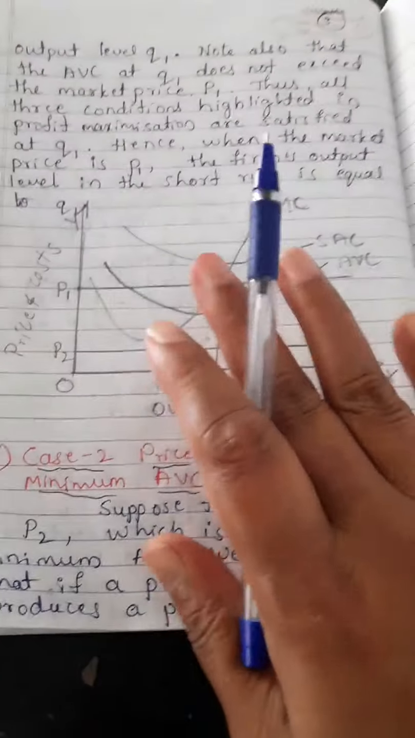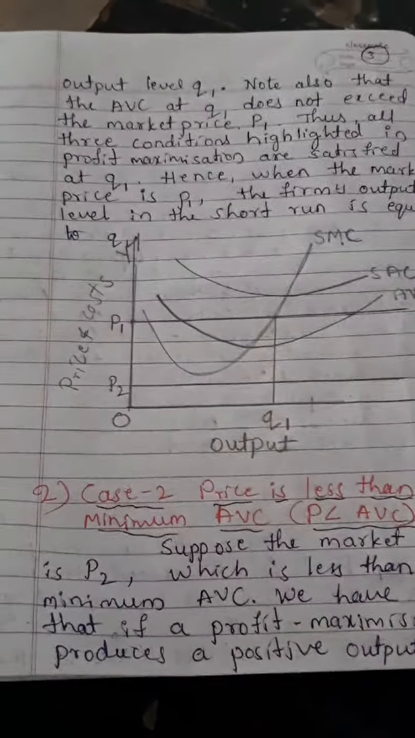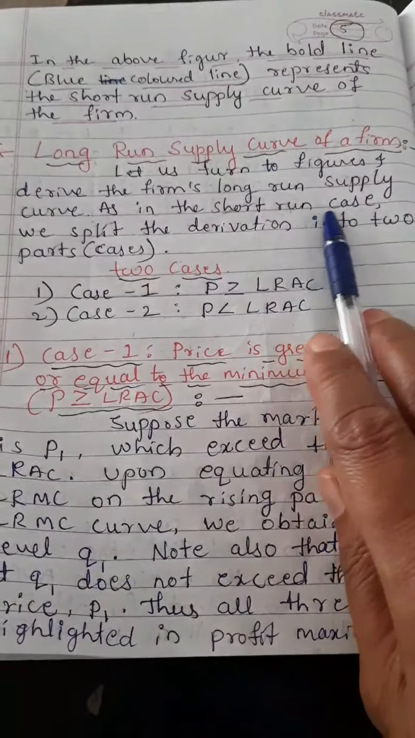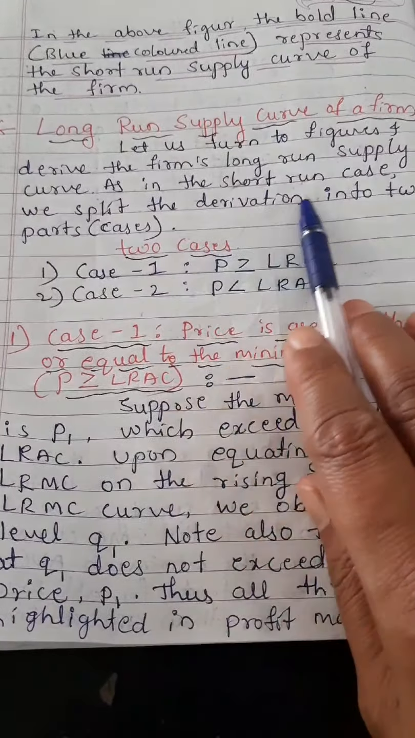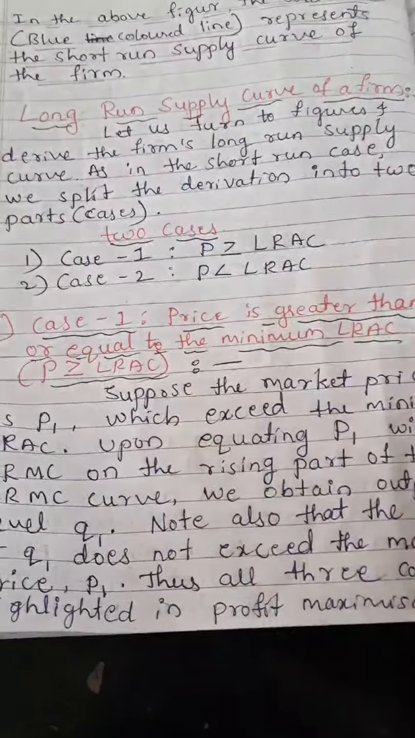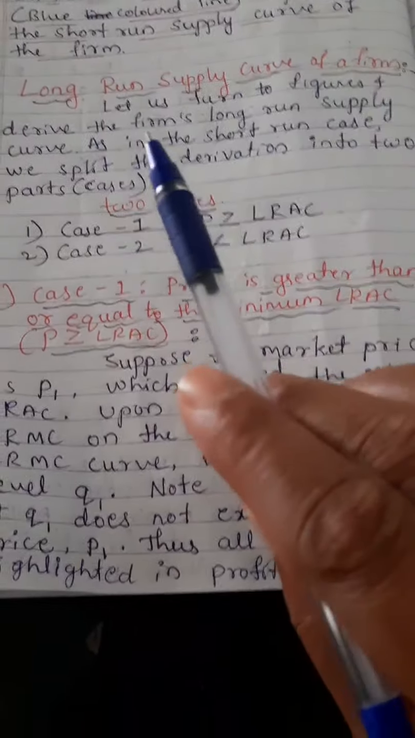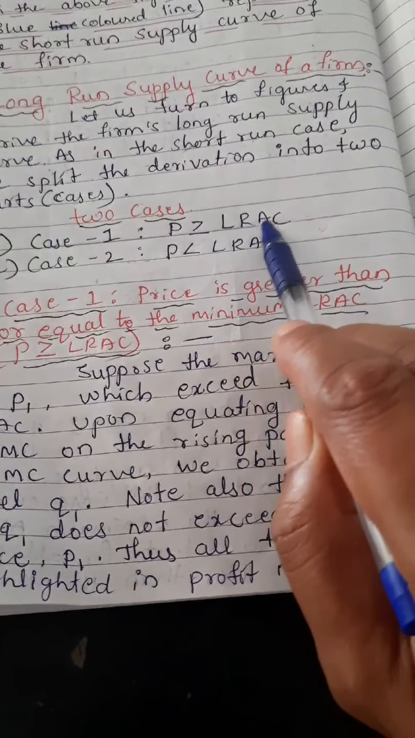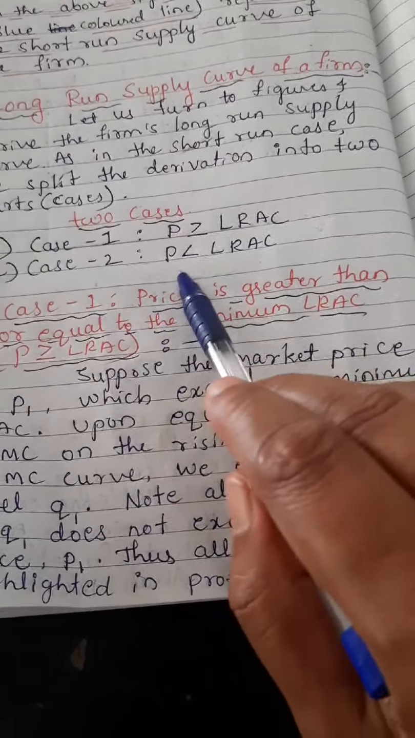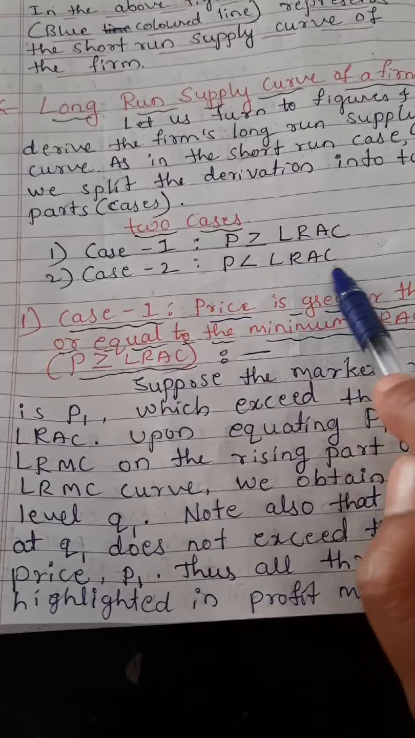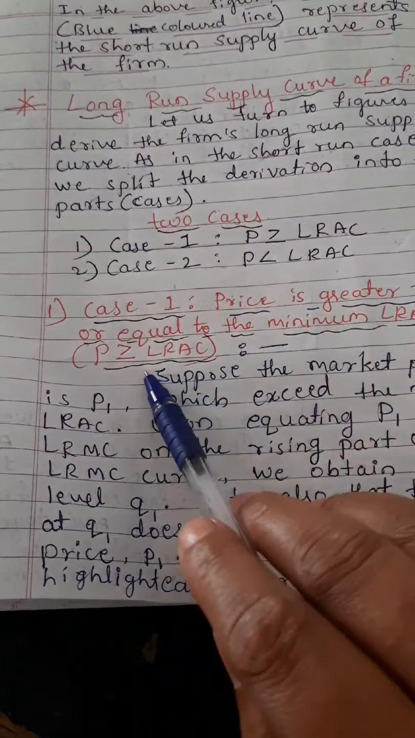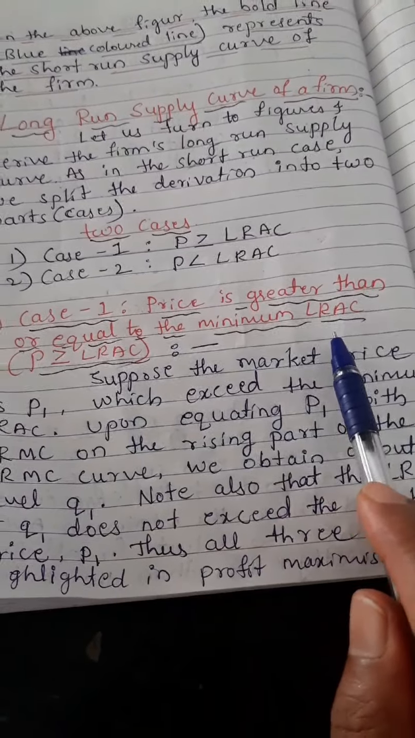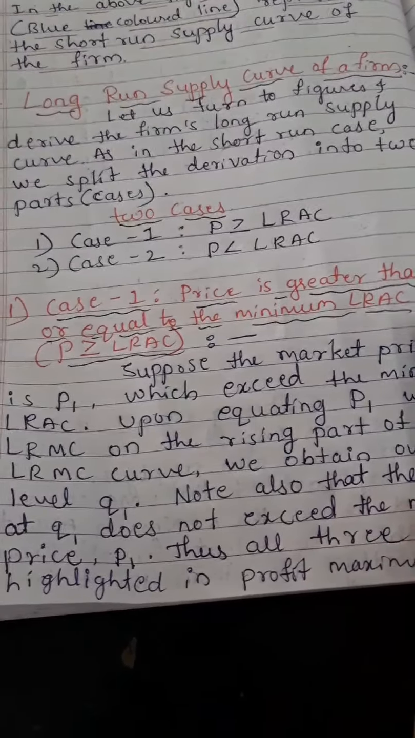Short run is very important. You have to draw the two diagrams, the case 1 diagram and the case 2 diagram. Now let us turn to the figure for deriving the firm's long run supply curve. Here also, case number 1: P is greater than or equal to the long run average cost. Case number 2: P is less than LRAC, the long run average cost. In case number 1, price is greater than or equal to the minimum long run average cost.